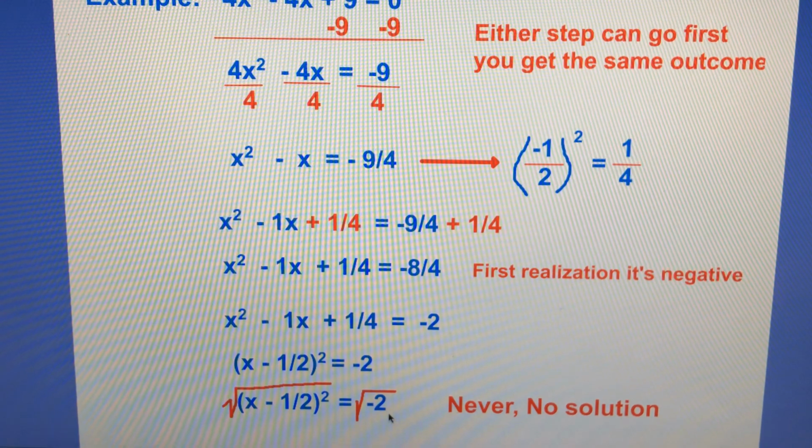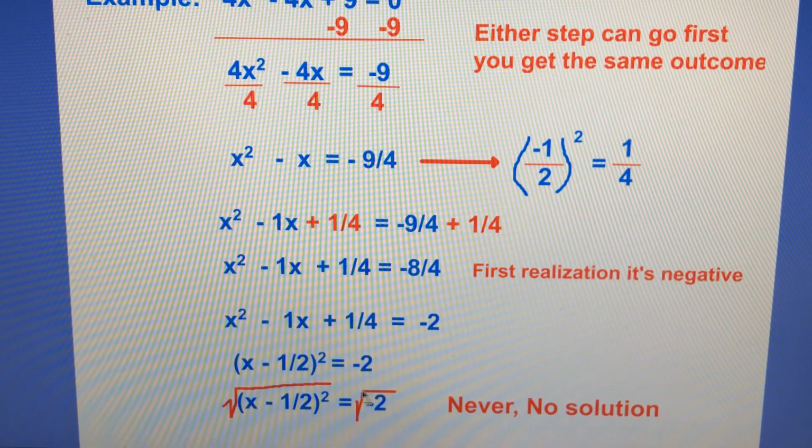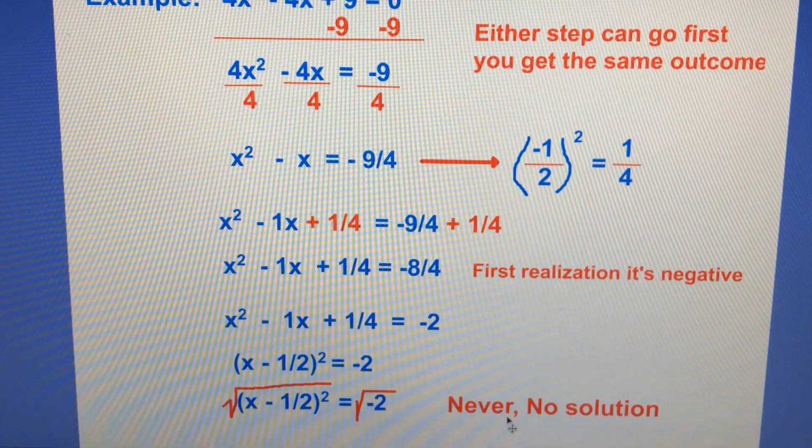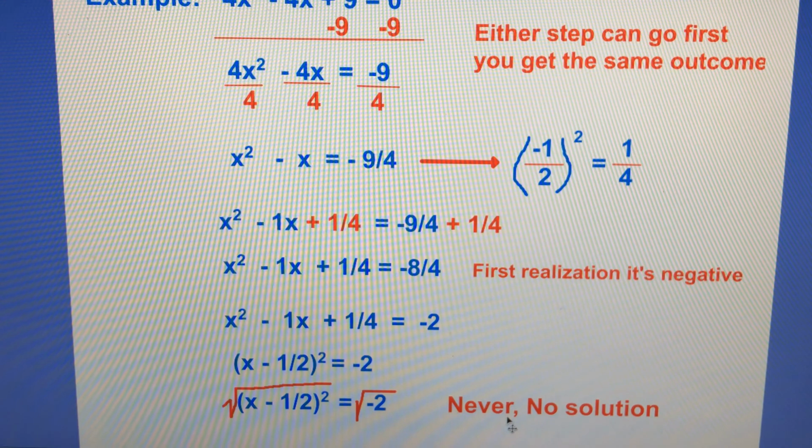Guess what? You have a huge problem. The square root of negative 2, it's never, ever going to happen. You cannot have a square root of a negative value. There is no solution. So you don't have to solve this one.